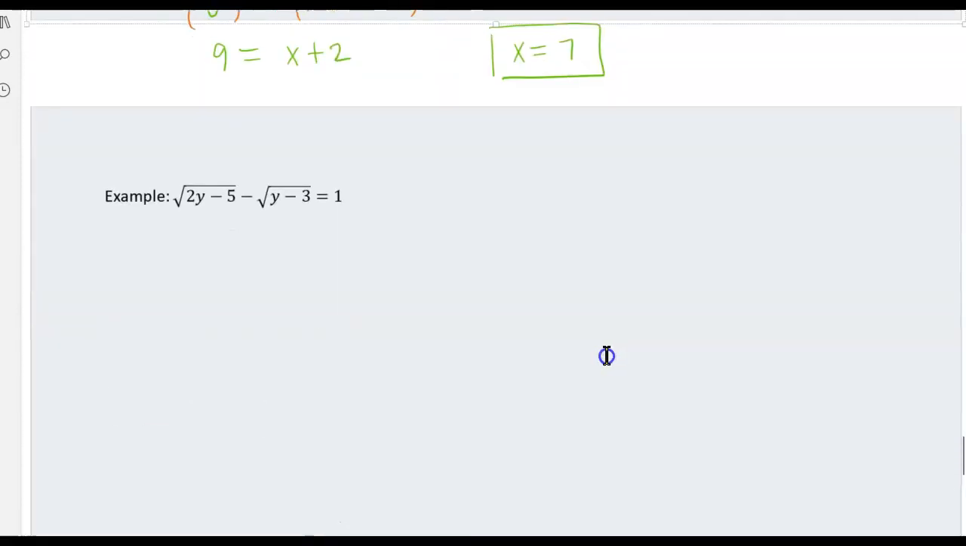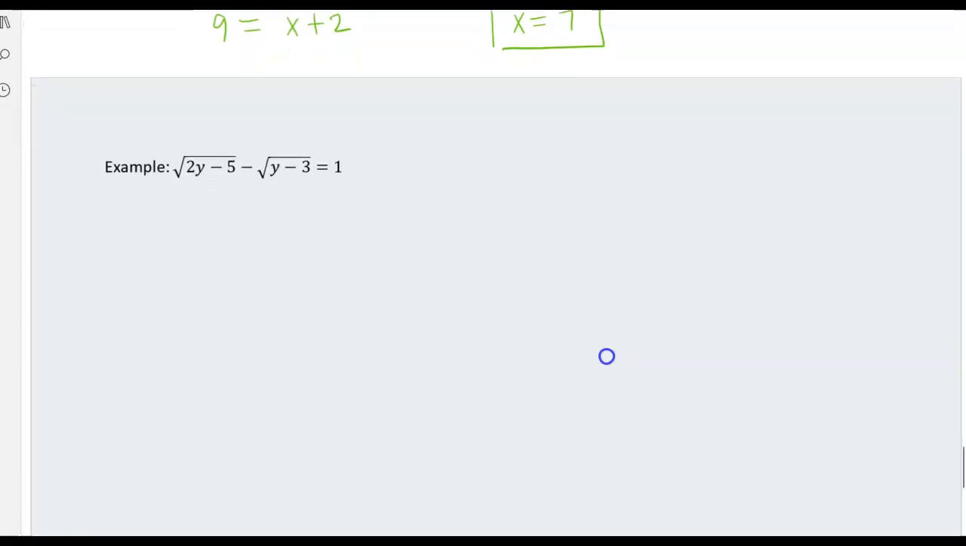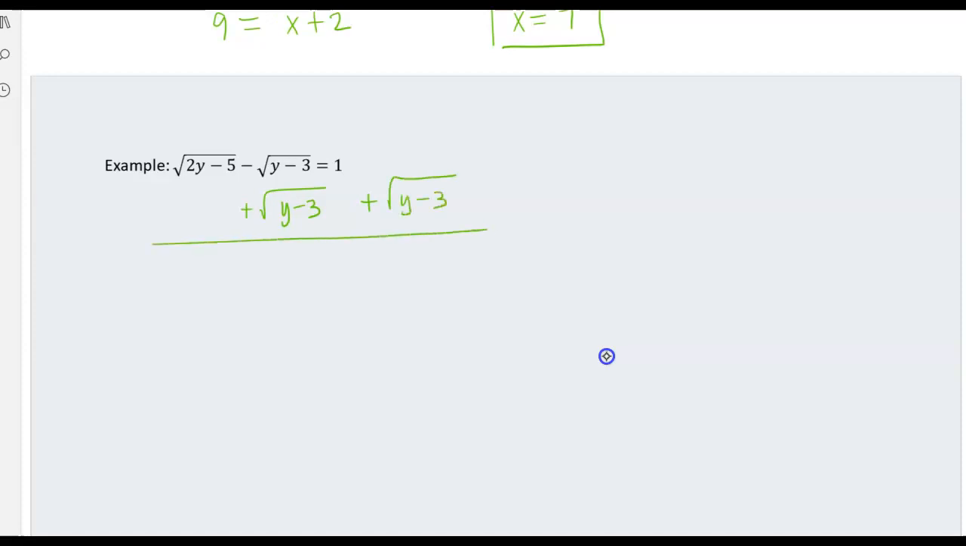All right, last example, I just wanted to do one more like this with 2 square roots just because it's a little bit more complicated, a few extra steps. We start by moving one of the square roots away, so I'll add the square root of y minus 3 to both sides. So on the left, we'll have 2y minus 5. And on the right, we have 1 plus the square root of y minus 3.